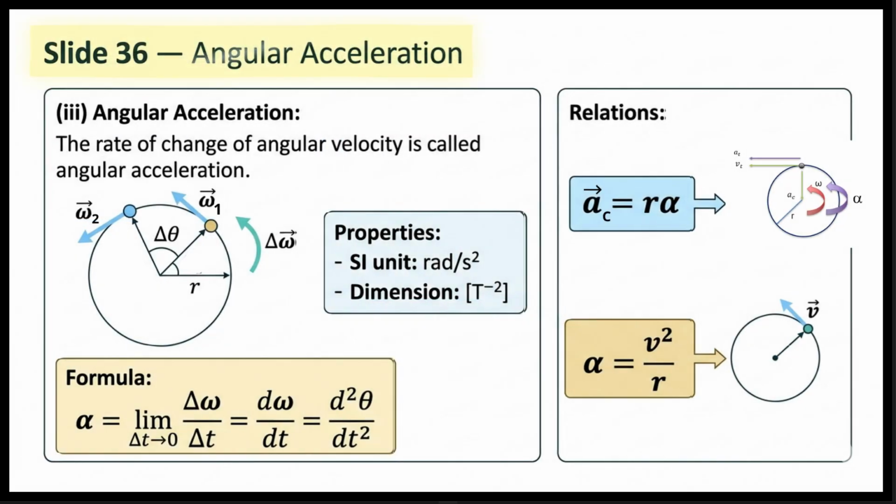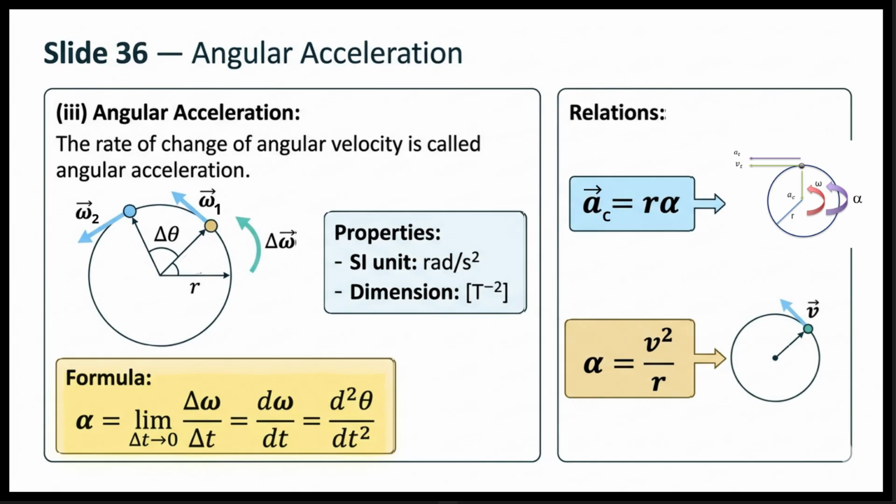Moving forward to slide 36, we define angular acceleration. To begin, angular acceleration is the rate at which the angular velocity changes over time. Visually, the first diagram tracks the difference between initial and final angular velocity vectors to determine the acceleration's direction. Key properties for this quantity include its SI unit of radians per second squared and a dimension of t to the negative 2. Mathematically, alpha is defined as the limit of delta omega over delta t, or the second derivative of angular displacement with respect to time.